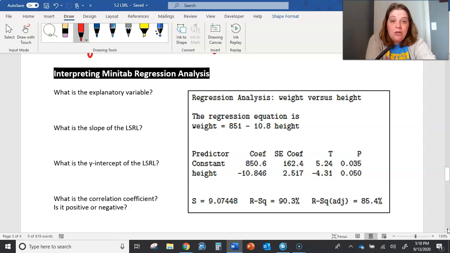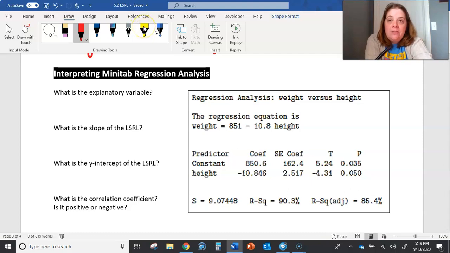So I have this regression analysis, weight versus height, and this one actually gives you the regression equation. Weight equals 851 minus 10.8 height. A lot of times you don't have this part though. You only have the bottom part, and this has all kinds of business on here. So notice it says predictor, coefficient, SE coefficient, T and P, constant, height, S equals, R squared equals, R squared adjusted equals. There's all kinds of stuff on here. All right, so what is the explanatory variable?